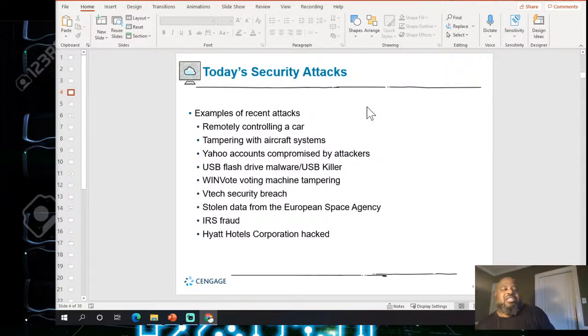Today, security attacks: remotely controlling a car, tampering with aircraft systems. Of course, these slides are a little dated, talking about Yahoo, USB flash drives, malware, voting machines, VTech security breaches, stolen data. I mean, we don't have SolarWinds and Kaseya, right? IRS fraud, and Hyatt hotel corporations. If you go back and look at my videos, I do cybersecurity news. I talk about at least three hacks or ransomware incidents every week, right? It's just getting crazy.